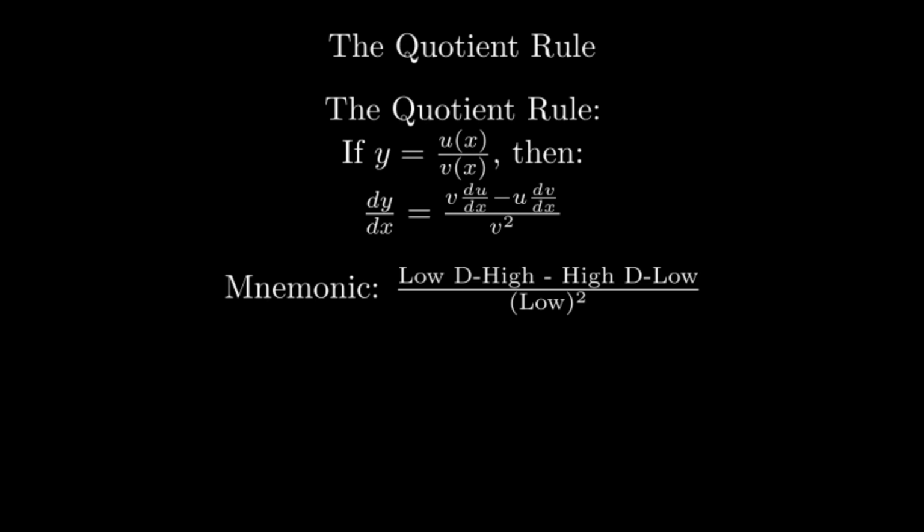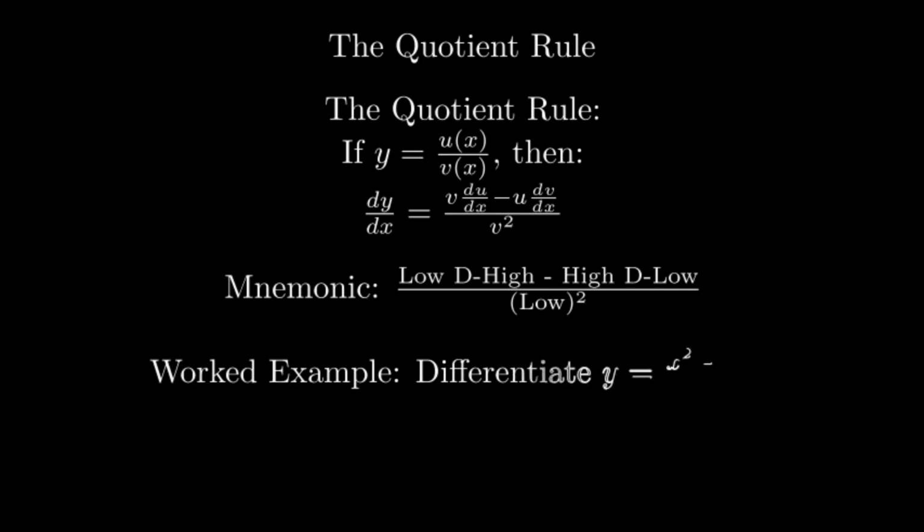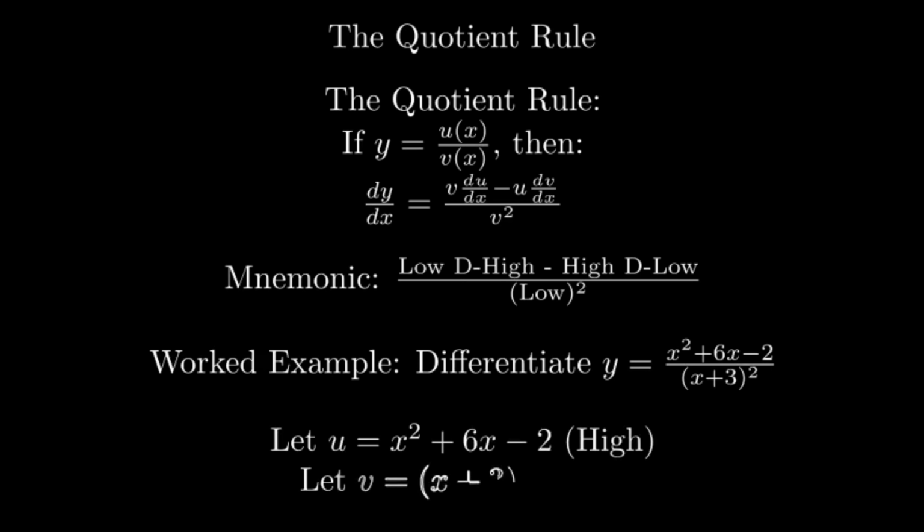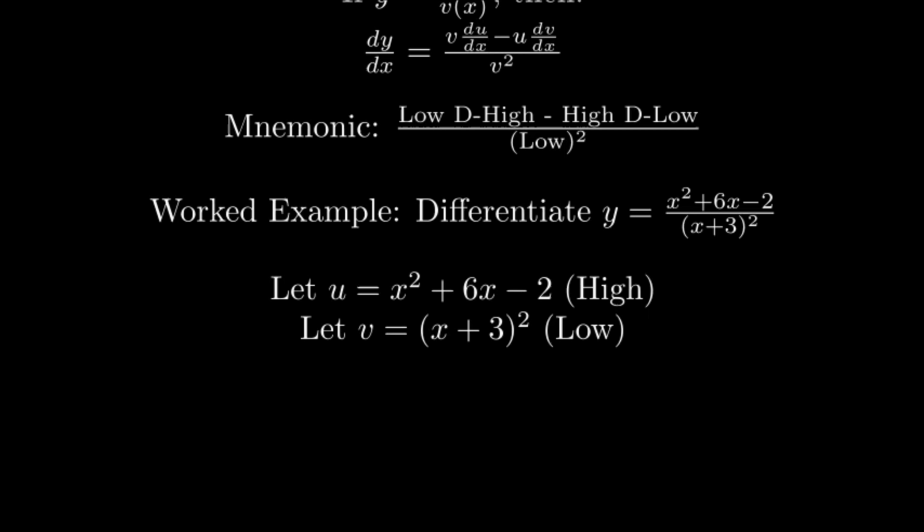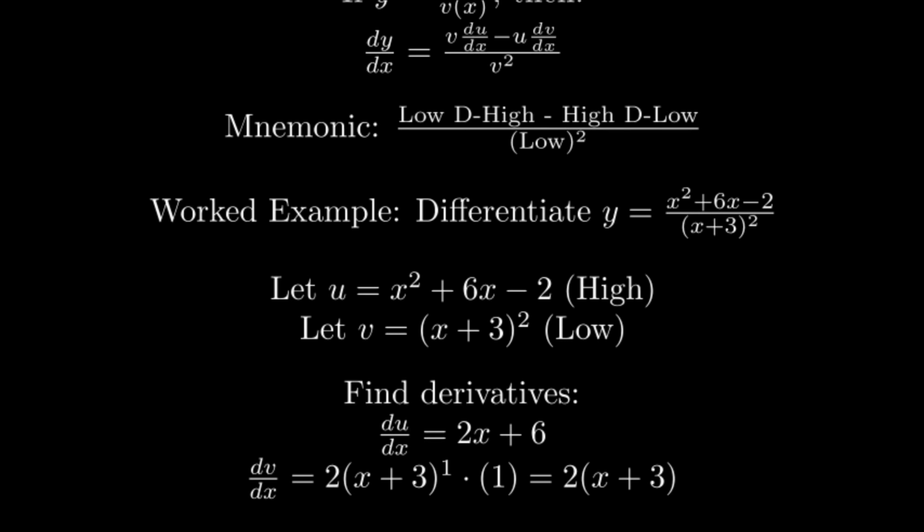Let's apply this to a fairly complex rational function. We'll differentiate y equals x squared plus 6x minus 2, divided by x plus 3 squared. First, identify the high and low functions, u and v. Our numerator, u, is x squared plus 6x minus 2. Our denominator, v, is x plus 3 squared. Next, we need their derivatives, du/dx and dv/dx. The derivative of u is straightforward, 2x plus 6.